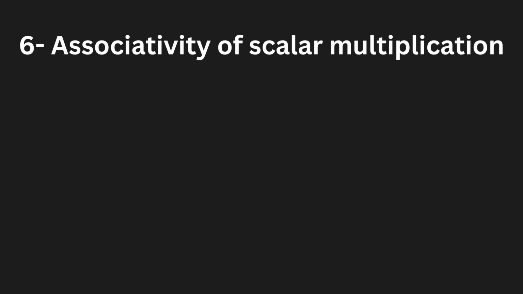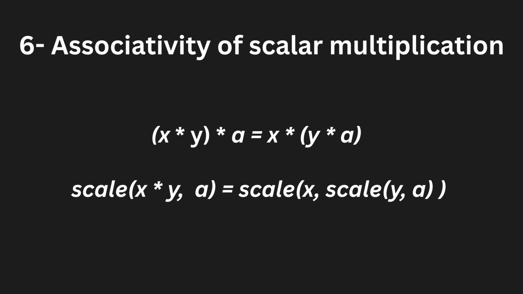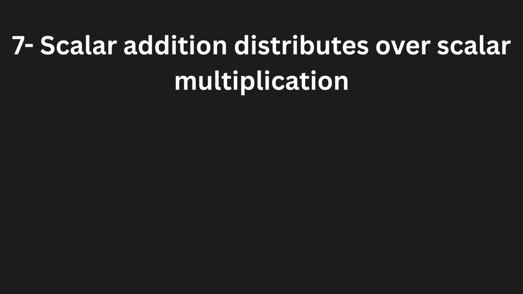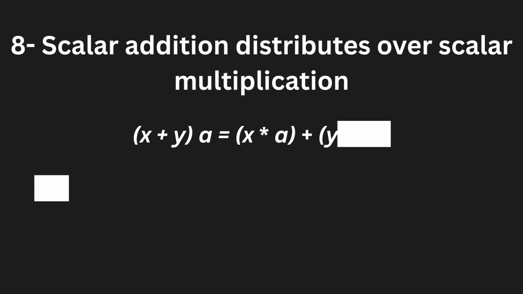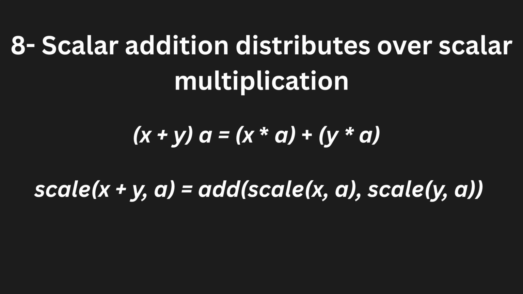Multiplicative identity of scalar multiplication. Multiplying 1 with vector A results in vector A. Associativity of scalar multiplication. Multiplying scalar y with vector A, then the result with scalar x, is the same as multiplying scalar x with vector A, then the result with scalar y. Scalar multiplication distributes over vector addition. Adding vector A to vector B, then multiplying the result with scalar x, is the same as multiplying vector A with x and vector B with x, then adding the results. Scalar addition distributes over scalar multiplication.